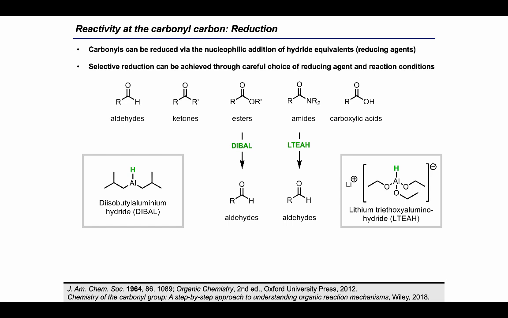Similarly, tertiary amides can be partially reduced to aldehydes using lithium triethoxy aluminohydride. The ethoxy substituents in this reagent modulate its reducing power relative to that of the parent compound, lithium aluminium hydride. Several other reducing agents with different alkoxy substituents have also been developed, each displaying a different reducing ability, which can be exploited for the selective reduction of different carbonyl groups.